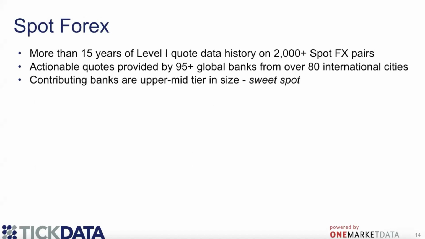Spot Forex. We have more than 15 years of level 1 quote data history for over 2,000 spot FX pairs. And this includes regular pairs plus crosses plus reverse pairs that show calculated prices. But the main pairs will show actionable quotes provided by over 95 global banks from over 80 international cities. These contributing banks, we call them upper mid-tier in size, and we think of this as sort of the sweet spot for our client base.